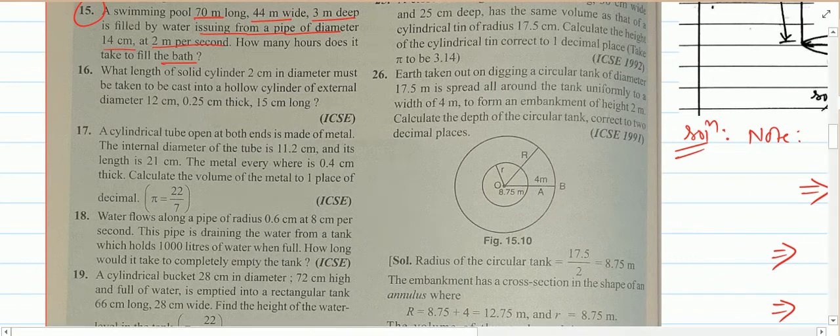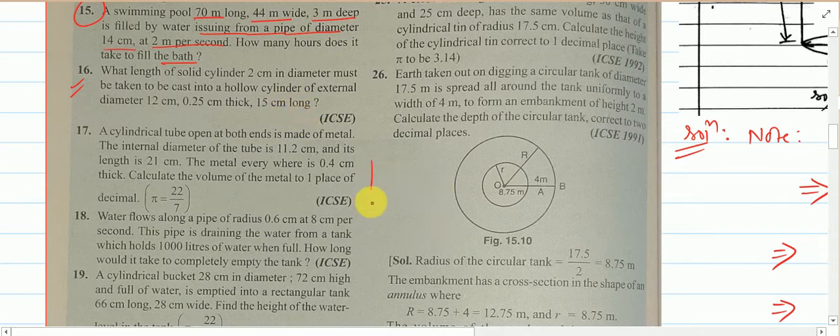Okay, now let us see question number 16. What length of solid cylinder 2 cm in diameter must be taken to be cast into a hollow cylinder of external diameter 12 cm, 0.25 cm thickness and 15 cm long?